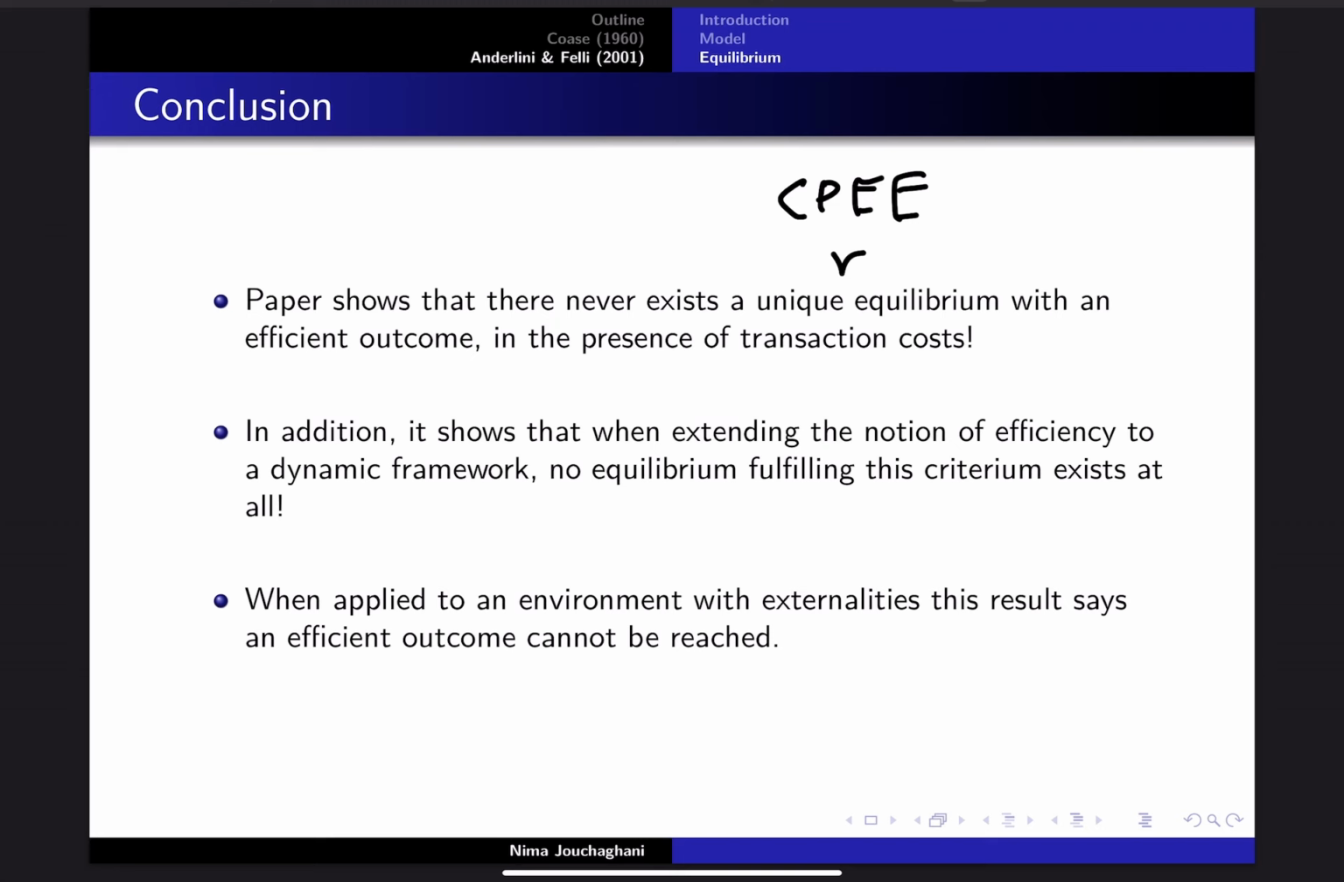So basically what they're showing is that the statement in Coase that an efficient outcome can be reached even in the presence of externalities does not hold if we have transaction costs, which are used in this paper. In addition, they also show that if we extend the notion of efficiency to a dynamic framework, no equilibrium fulfilling this criterion exists at all. There exists no equilibrium at all which fulfills this criterion of players behaving in an efficient way also out of equilibrium, which determines the equilibrium itself.